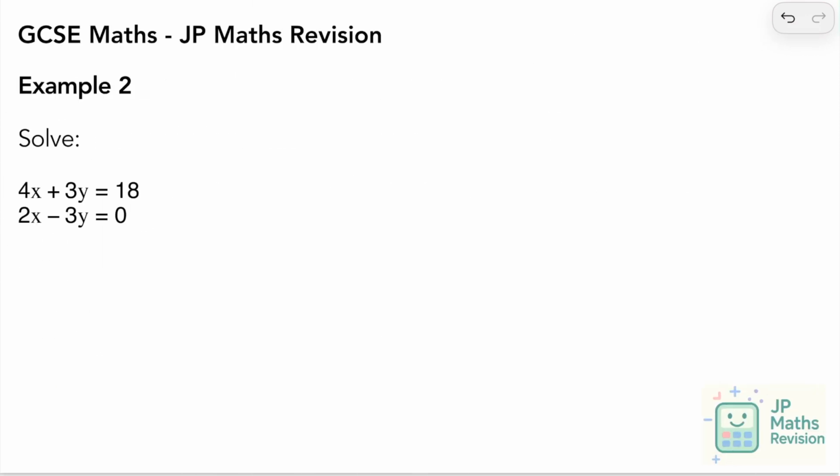So here's another example. We have 4x plus 3y equals 18 and 2x minus 3y equals 0. Step one is to identify the term that's the same in both equations. In this case, we have a plus 3y and a minus 3y. So they're the same, they're both 3y. And we use the rule same sign subtract. In this case, they're opposite signs because you've got a plus 3y and a minus 3y. So instead of subtracting, we're going to add. We're going to add the whole of the equations to each other.